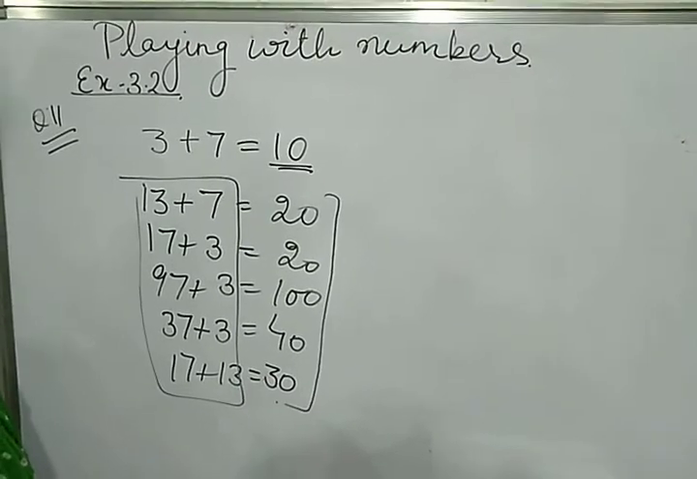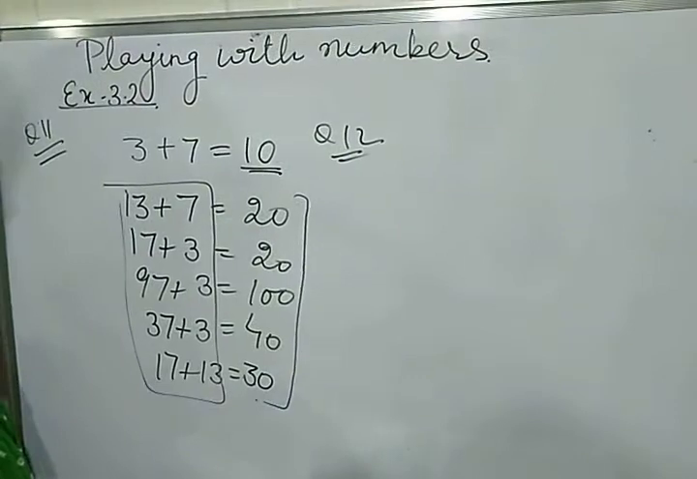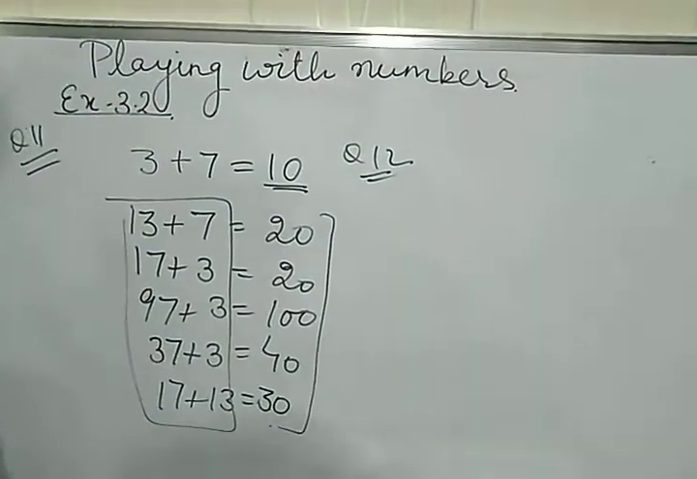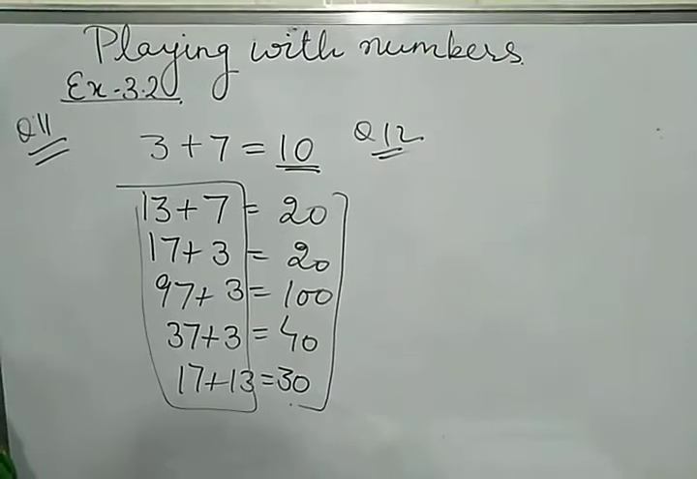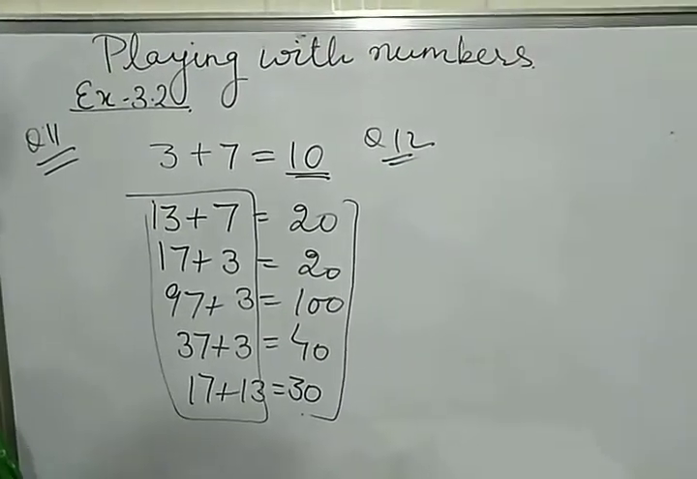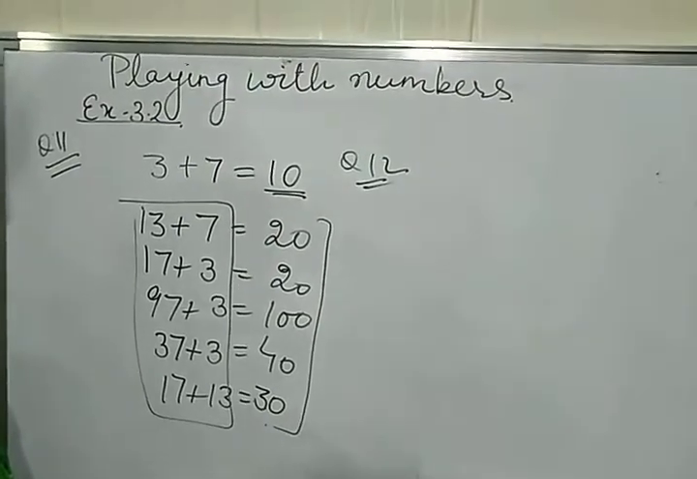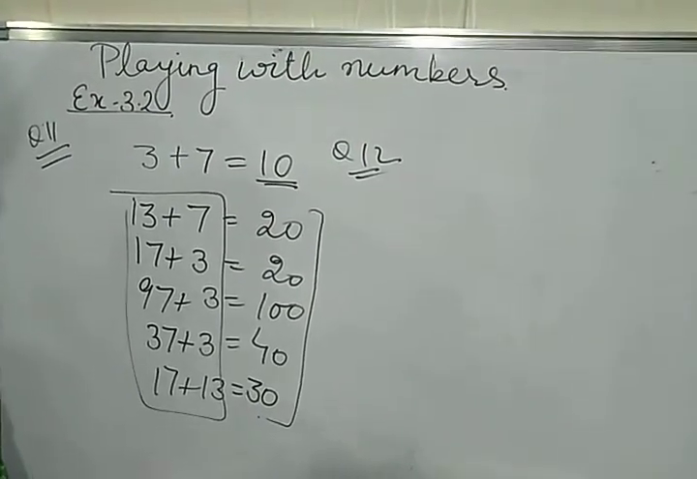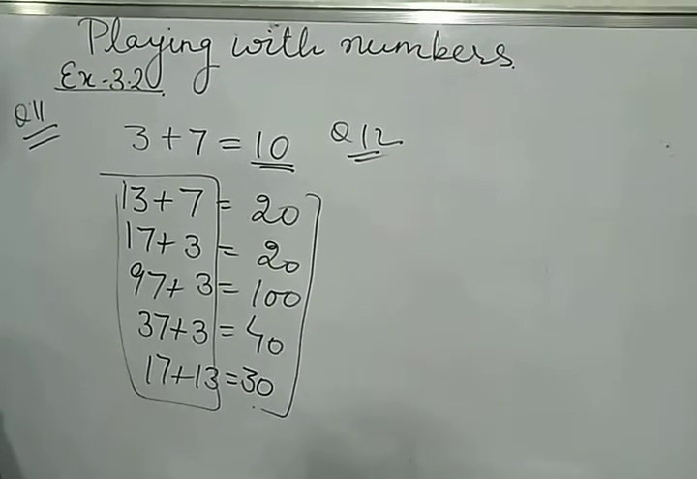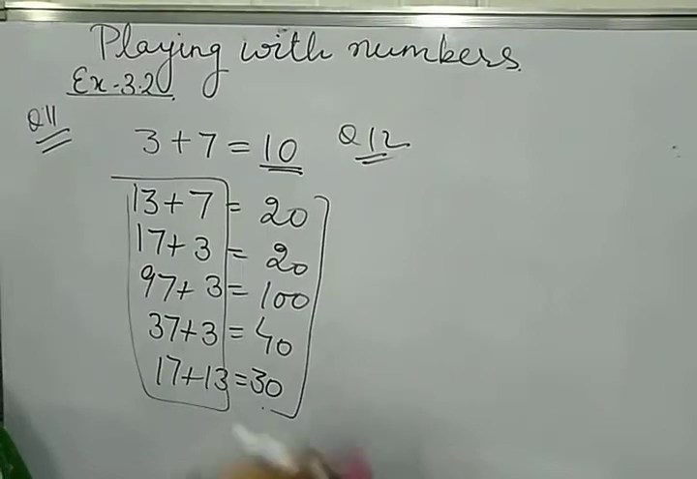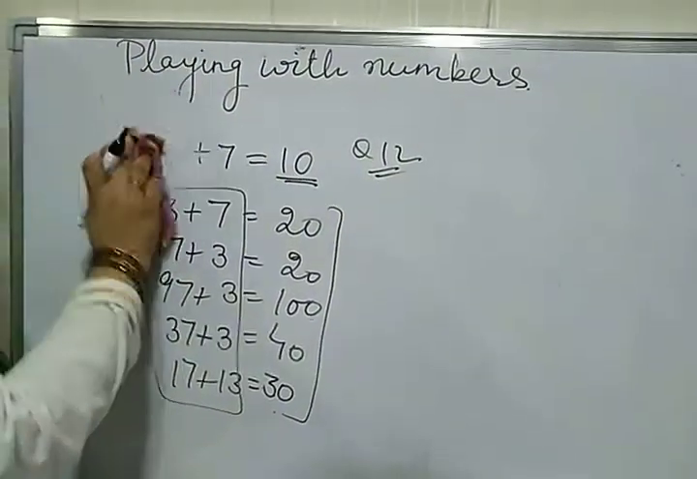Now come to the fill-ups of question number 12. A number which has only 2 factors is called a prime number. A number which has more than 2 factors is called a composite number. One is neither prime nor composite. The smallest prime number is 2 and the smallest composite number is 4. The smallest even number is 2. Have you done the fill-ups?